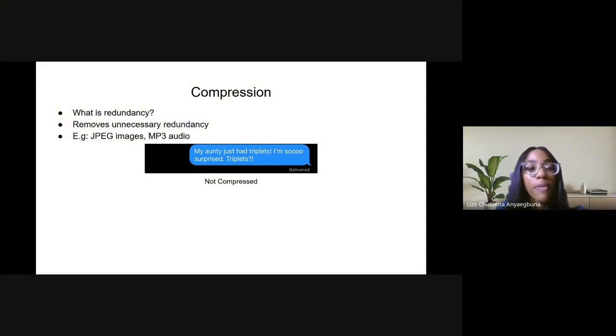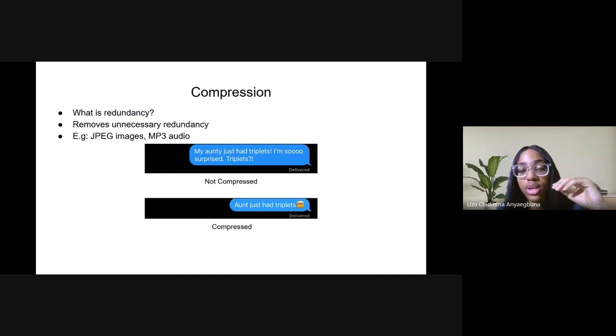So this was what I planned on sending initially. My auntie just had triplets. I'm so surprised. Triplets? But that's a lot of information being packed across, and it's kind of redundant because there's a simpler way that I can pass that same message across. I can say, Auntie just had triplets, with an emoji that shows that I'm shocked or surprised or blown out of my mind. And it passes the same message across.